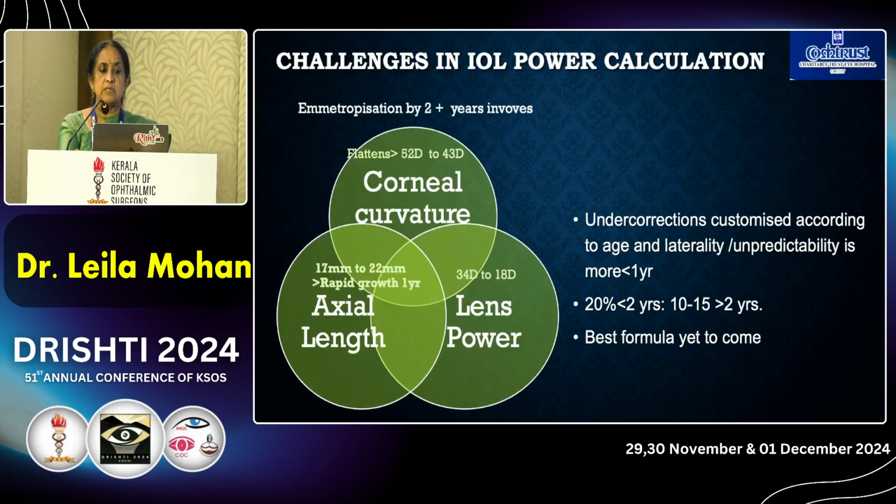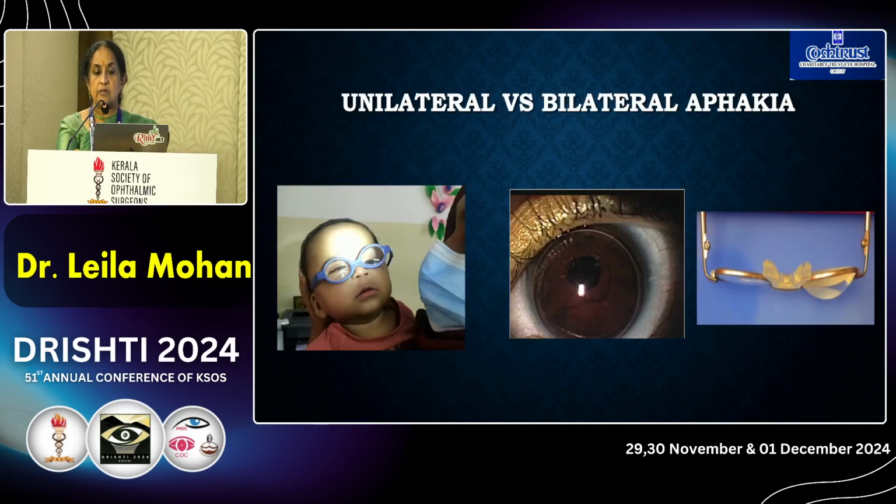All this is because the cornea flattens from 52 to 43 diopters, the lens power goes from 34 to 18 diopters, and axial length from 17 to 22 mm. All this happens within the first 1 year. That is why there is a lot of unpredictability during the first year. That is why implantation is better deferred in these cases.